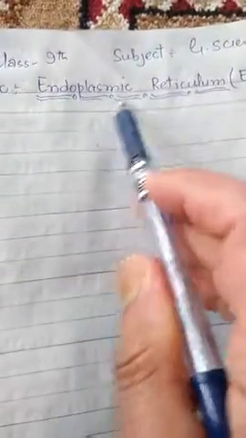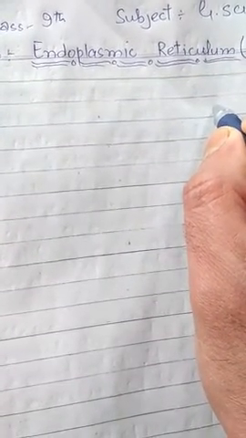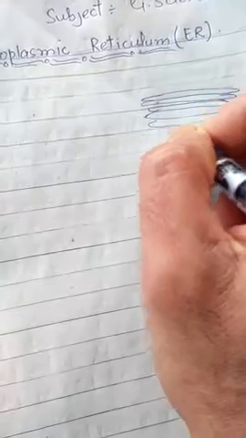Today we will discuss another cell organelle called the endoplasmic reticulum, abbreviated as ER. This endoplasmic reticulum is a large network of membrane-bound tubes or sheets.